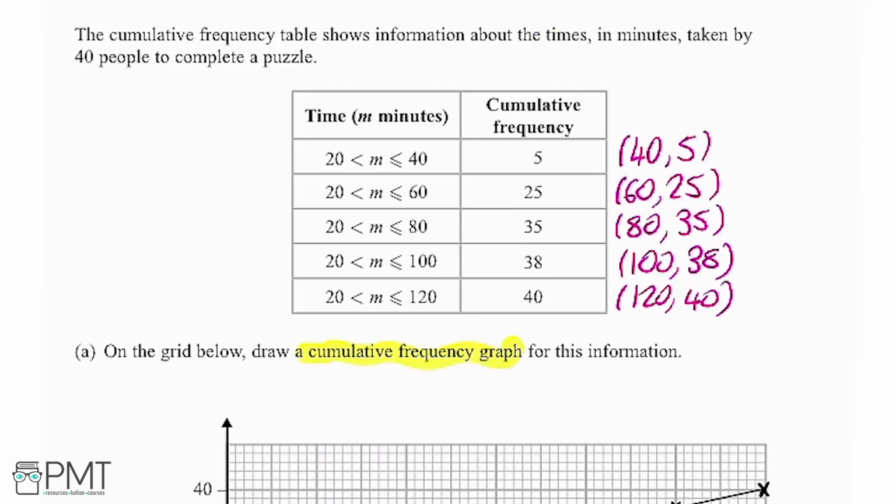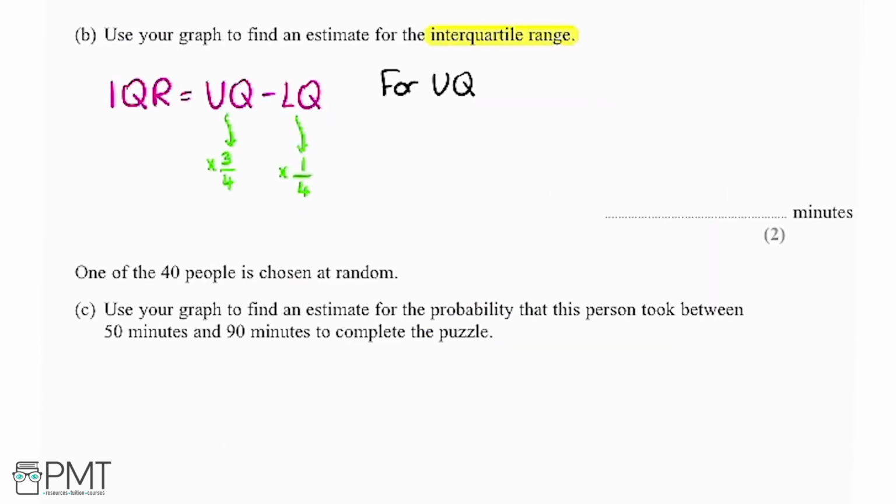So if we have a look back at our table here, we see that in total we've got 40 people. So for the upper quartile, we're going to do 40, but we only want to go 3/4 of the way up. So we're going to times by 3/4, which gives us 30. And for the lower quartile, we're only going to go 1/4 of the way up. So we're going to times by 1/4, which gives us 10.